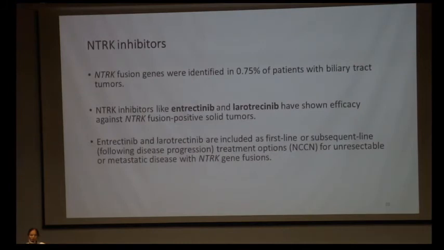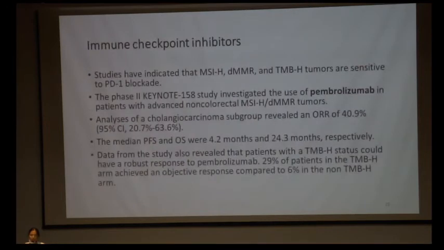NTRK inhibitors. NTRK fusion genes were identified in 0.75% of patients with biliary tract tumors, and NTRK inhibitors like entrectinib and larotrectinib have shown efficacy, and these 2 are now included as first line or subsequent line treatment options for unresectable or metastatic disease with NTRK gene fusions.